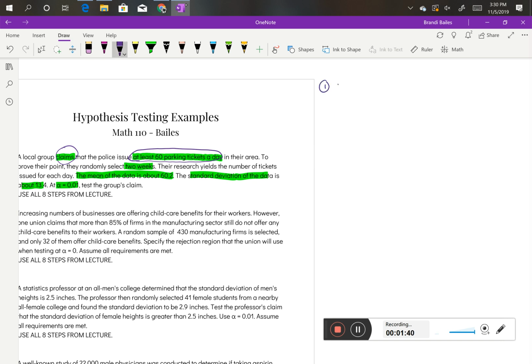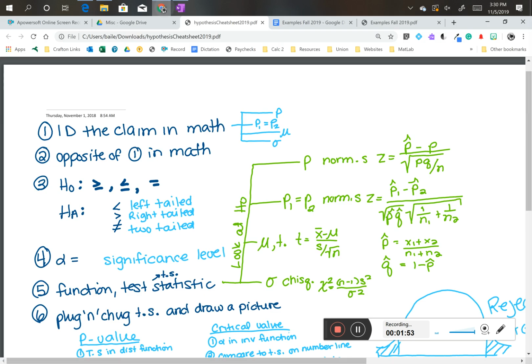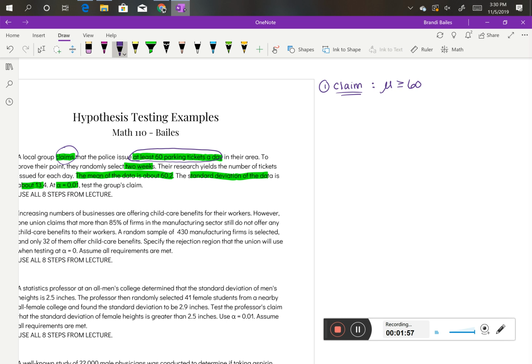That would be the claim, nice and big so we don't lose it, is that mu is at least, so more than or equal to 60 tickets per day. Step 2 is to write the opposite of number 1 in math. So the opposite of greater than or equal to is less than 60.